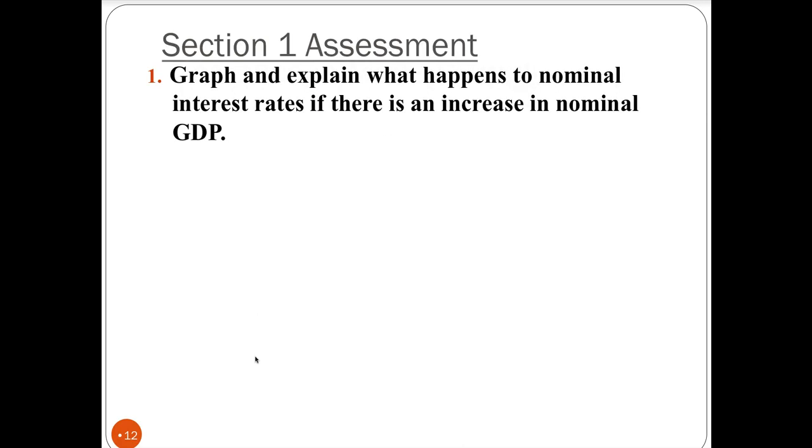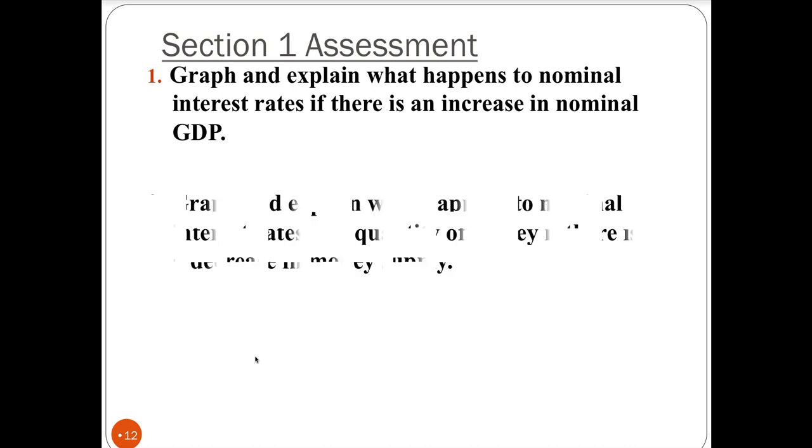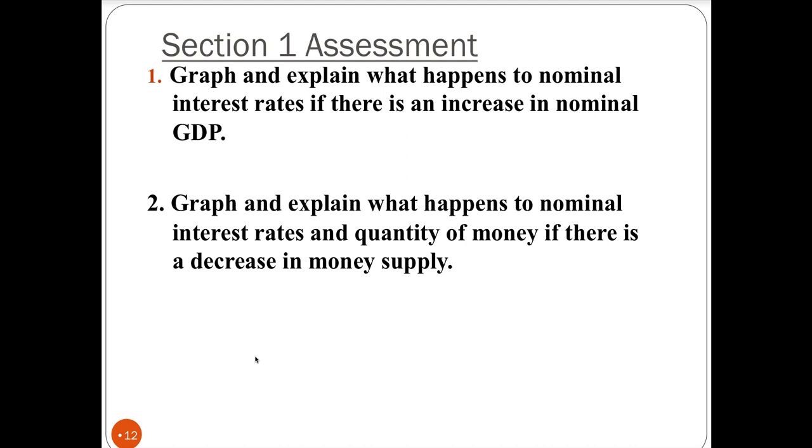All right, let's take a look at our assessment. For number one, we're going to graph and explain what happens to nominal interest rates if there is an increase in nominal GDP. Go ahead and shift either the money demand or the money supply, and then tell me what's going to happen to nominal interest rates. For number two, we're going to graph and explain what would happen to nominal interest rates and the quantity of money if there is a decrease in the money supply. Shift either the money supply or the money demand, and tell me what's going to happen to the nominal rate and to the quantity of money as well.